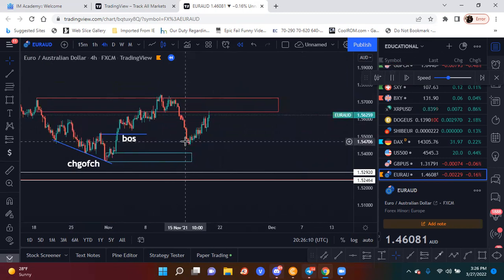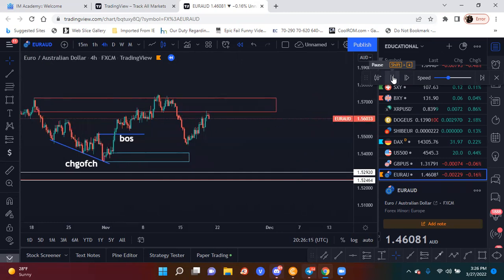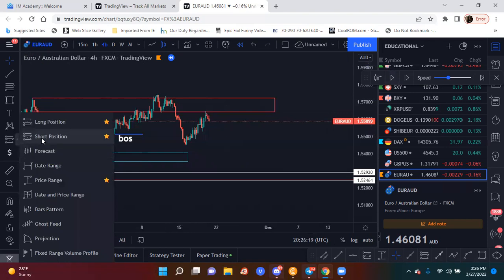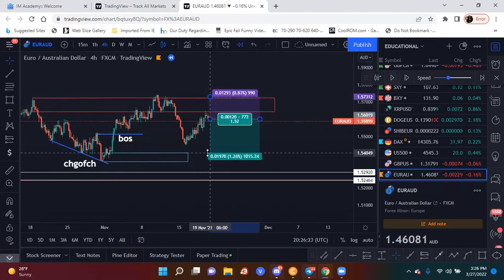Let's go. This is the waiting game that happened. So we got another tap into the zone, the bear zone. Nah, no big deal. I can still go in. It actually made a new demand zone right there.